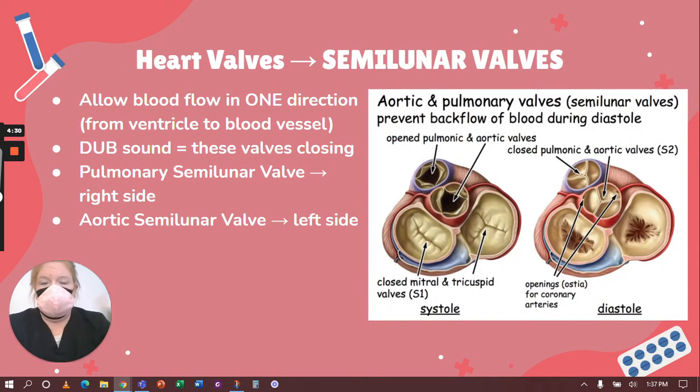Now the semilunar valves. Again, remember, valves allow the blood to flow in one direction only. This time it's from the ventricle through the blood vessel. And when these valves close, they make the dub sound, the second of the heart sounds. There are two of these again. The pulmonary semilunar valve is on the right side, between the right ventricle and the pulmonary arteries. And the left side is called the aortic semilunar valve, and it's between the left ventricle and the aorta.